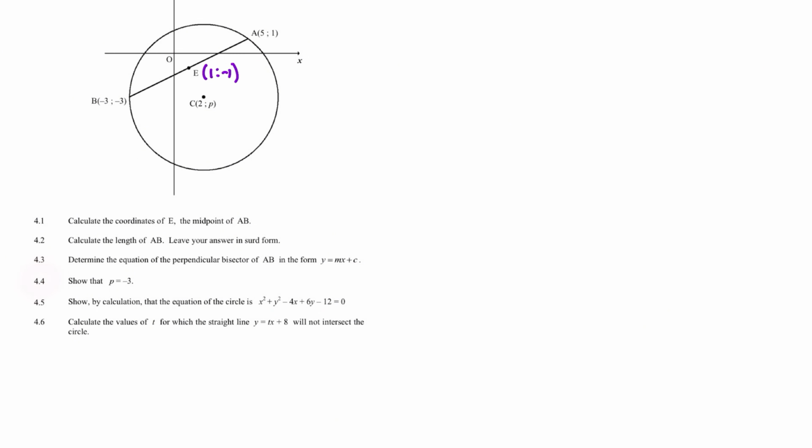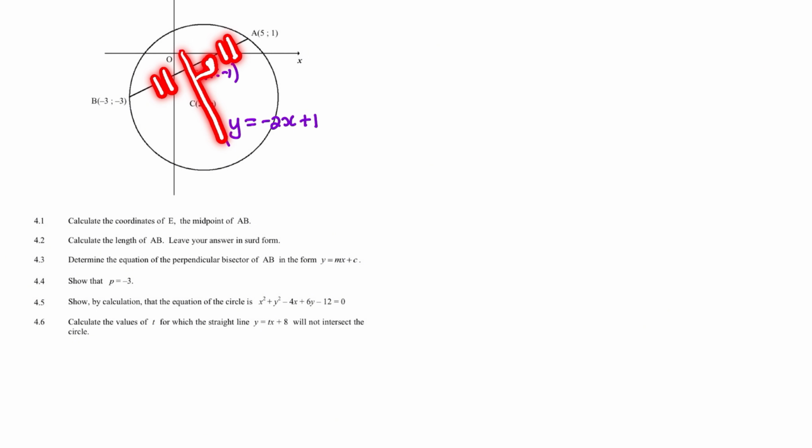4.4. Show that p is equal to -3. So p is the missing y value in the coordinates of the center of the circle. Now, what we do know is that we have the equation of the line that moves through the center of the circle. And that equation is y is equal to -2x plus 1. The reason that line moves through the center of the circle is because we have the perpendicular bisector of AB. So AB is already cut in half, and we have that perpendicular line.